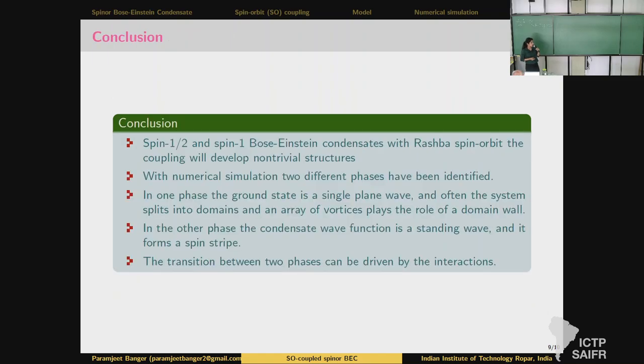Okay, now I will conclude the talk. In this paper, they have considered two systems in the presence of spin orbit coupling, spin half and spin one Bose-Einstein condensates. The coupling they have considered is Rashba spin orbit coupling. With numerical simulation, they have identified two phases: one is a plane wave phase and the other is a stripe phase, and the transition between these two phases can be driven by tuning the interaction among the atoms. So thank you.